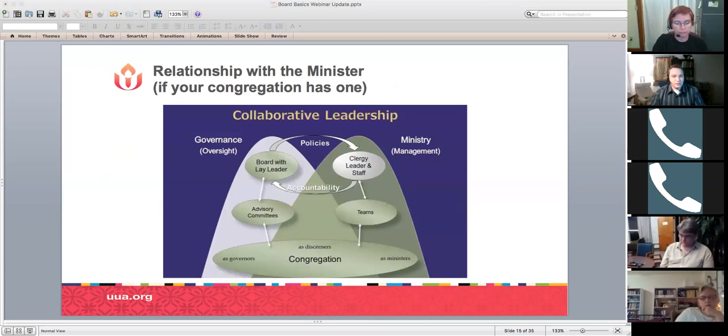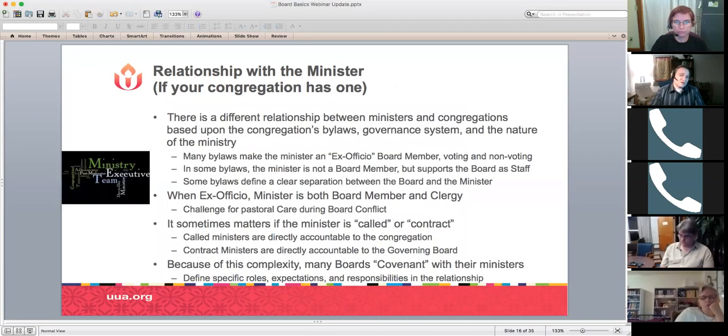There are also some bylaws where there's a clear separation between the board and the minister, where the minister is not a member of the board. There's actually one congregation in our region that I know of where the minister attends board meetings only at board request and invitation, because they went the other direction in defining that relationship: that the board is responsible fully for the operations, vision, and mission of the congregation, and the minister is responsible for ministering in the sense of ministering to the people of the congregation.